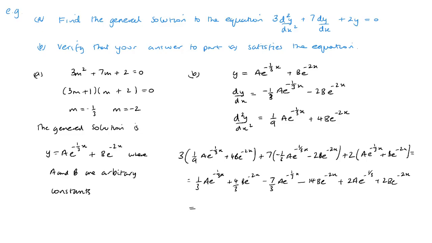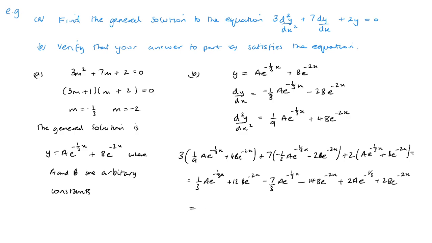And sorry, just this bit here, it's not 4/3, is it? It's 3 times 4, so this is 12. Yeah, 3 times 4. I was just thinking of the 9th. I don't know why I wrote the 3 on the bottom there. Right, so let's look at what we've got. 1/3 minus 7/3 plus 2.